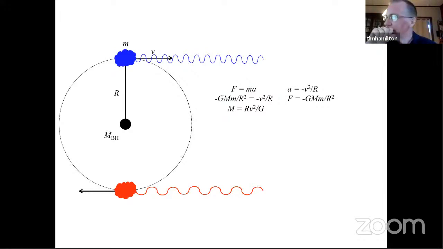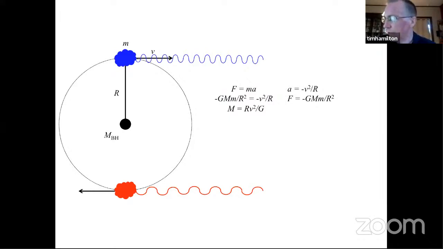Okay, so let's see. Here, we're just going to apply basic introductory freshman physics. You might remember Kepler's laws of planetary motion. Well, that comes from the orbital mechanics here. So if we've got Newton's second law, force equals mass times acceleration, the acceleration in this case is radially inward. That's the centripetal or radial acceleration, minus v squared over r, where the minus sign means it's in the negative radial direction, meaning inward.